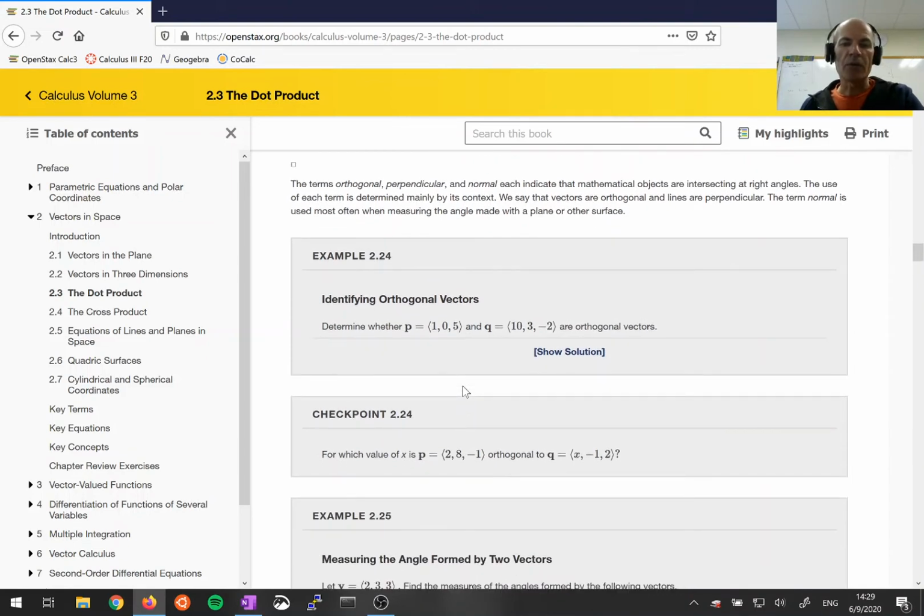How do we identify orthogonal vectors? The easiest thing to do is just take their dot product. So you're given two vectors p and q here. Take the dot product. 10 plus 0 minus 10 is 0. So these are orthogonal. You can do the dot product in your head: 10 times 1 plus 0 times 3 plus 5 times negative 2. 10 plus 0 plus negative 10 is 0. They're orthogonal.